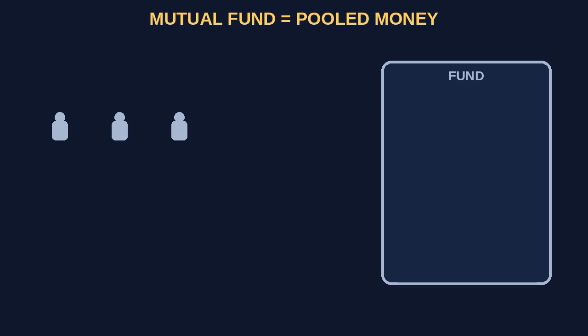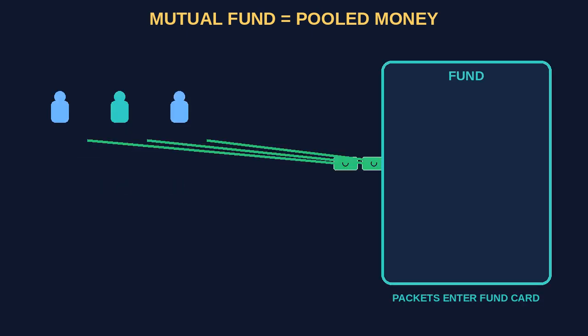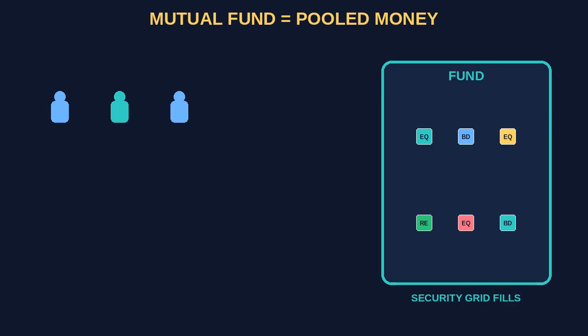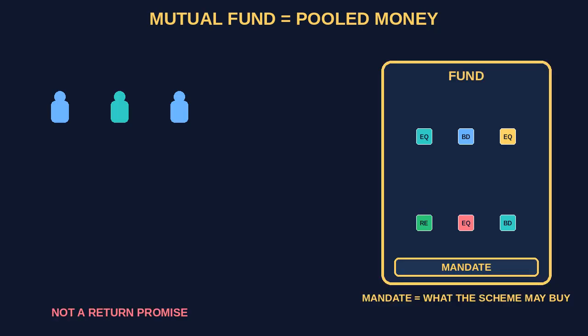A mutual fund pools money from many investors to buy a portfolio of securities under a stated mandate. The mandate is the scheme's shopping list, what it may hold, not a promise of return. Watch cash from different people become one shared portfolio card.